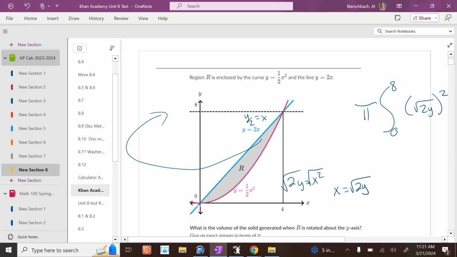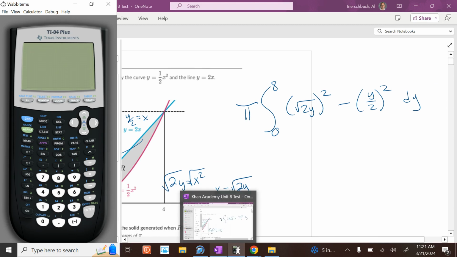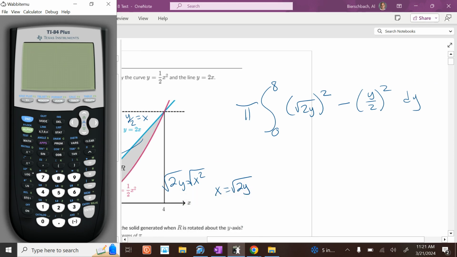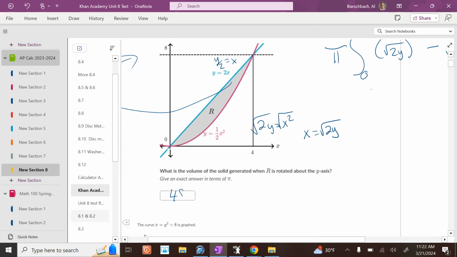Then I grab my handy dandy calculator, and I go math 9, 0 to 8 of the square root of 2y squared is just 2y, or in this case 2x when I'm using the graphing calculator, minus x over 2 dx, enter, and we get 48, so it'd be 48 pi. Give exact answers in terms of pi, so 48 pi.